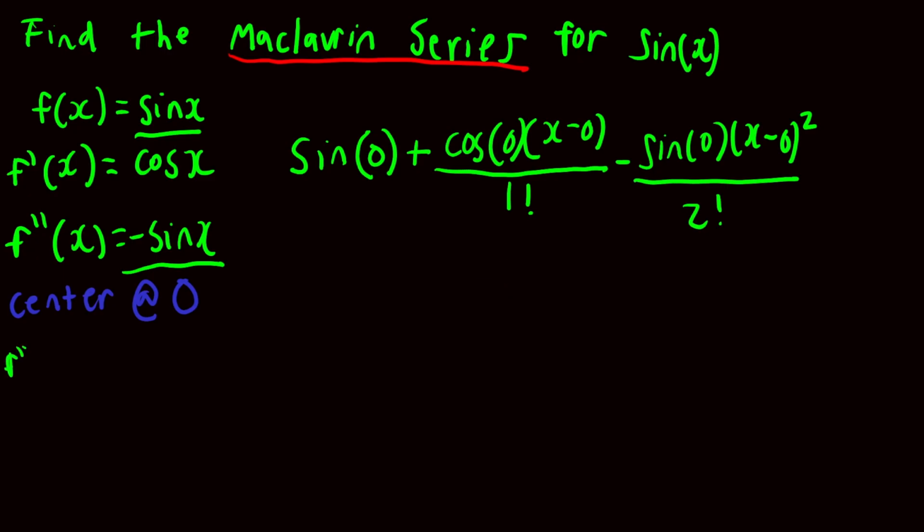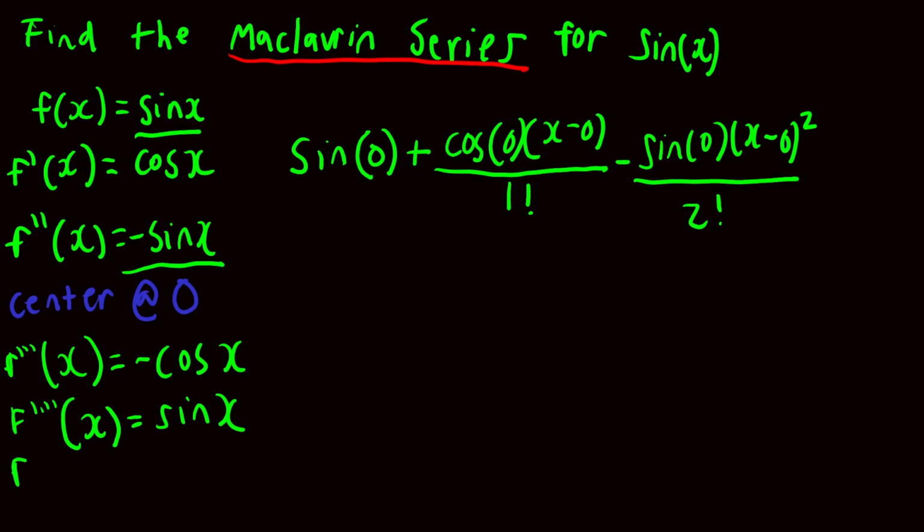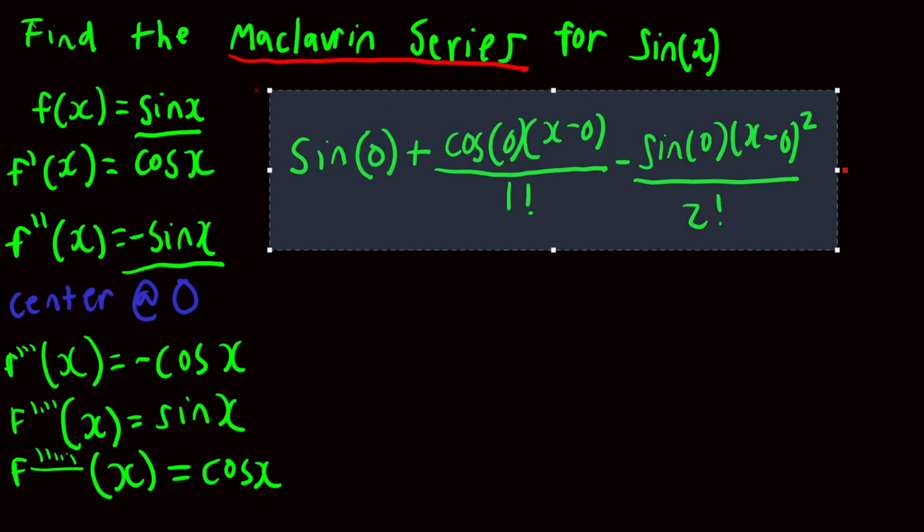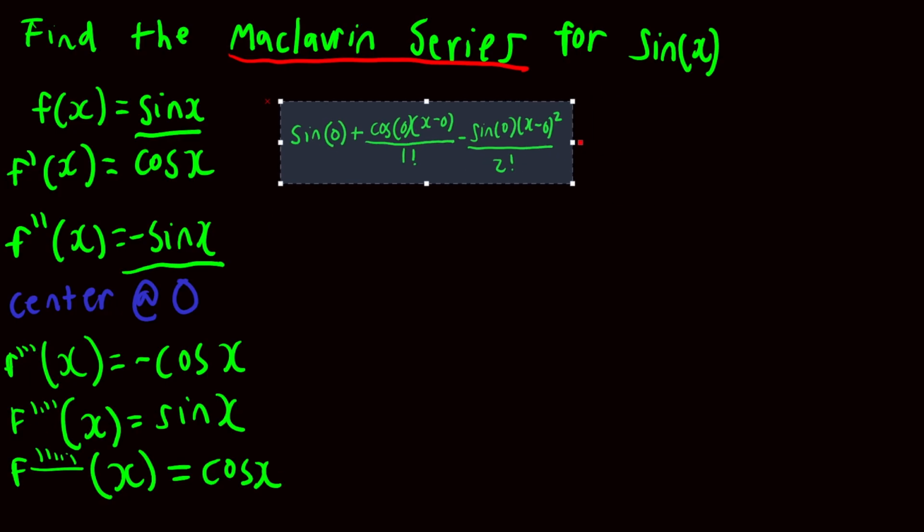F triple prime of x, well, what is the derivative of negative sine x? Negative cosine x. And then the fourth derivative is sine x. And I think 5 derivatives should be good. You don't need to write all these hash marks out, but there we go. So now let's keep going with our formula. Let me make this a little bit smaller so we have more space.